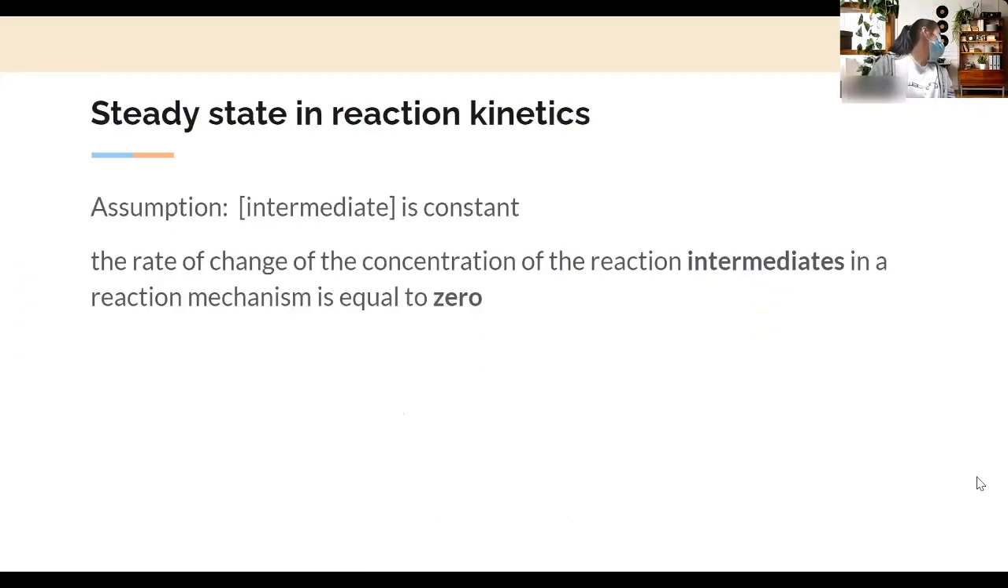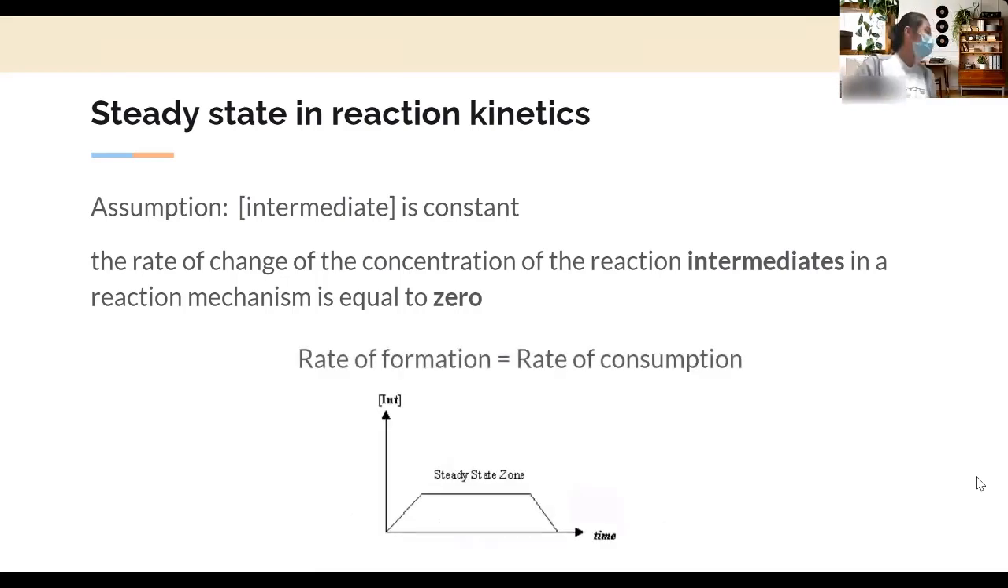As Xiaobing has introduced before, with the steady state approximation, we assume the concentration of the reaction intermediate to be a constant, so that the rate of formation of the reaction intermediate is equal to the rate of removal of the reaction intermediate, so that the overall rate of change of the concentration of the reaction intermediate is equal to 0. Basically, we will be applying this approximation for the middle of the reaction where the concentration of the reaction intermediate has stabilized.